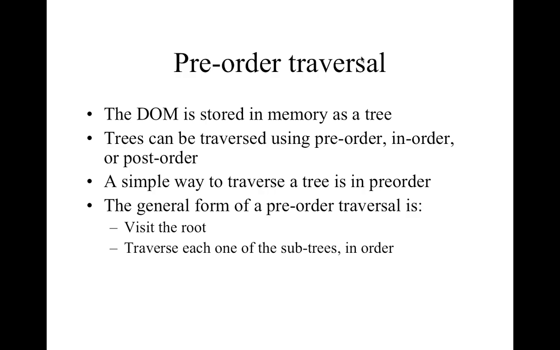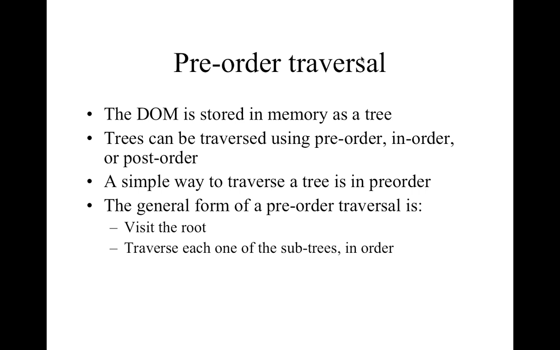The DOM is stored in the memory as a tree. So trees can be traversed using pre-order, in-order, or post-order. If you are from a data structures background, you studied data structures. Pre-order is like the one on the left-hand side will be taken into account first, or the one in the middle will be taken into account first. Post-order is like the one on the right-hand side will be taken into account first. So that's a simple way to traverse a tree: in pre-order. That means left to right.